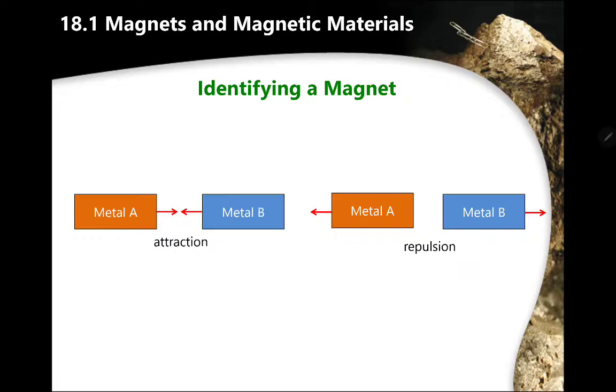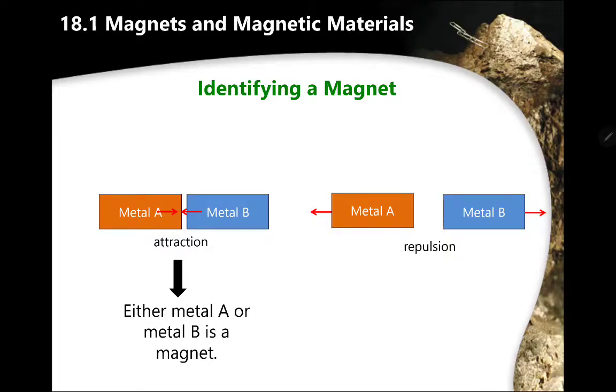So anyway, identify a magnet. With these properties that you know how to identify a magnet, let's take scenario 1: you have here metal A and metal B, and then they attract one another. What can you conclude from this attraction? Actually, all you can conclude is that either A or B is a magnet, right? Either A or B is a magnet. You won't be able to tell which one.